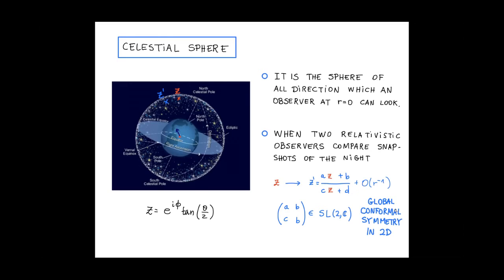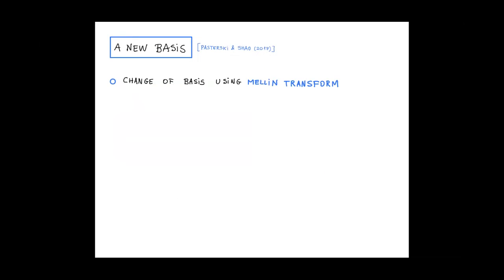And at the same time, this Lorentz symmetry is the global conformal group in 2 dimensions. So I will try to understand this symmetry better in terms of other kinds of fields. For that, I will use something called the Mellin transform.